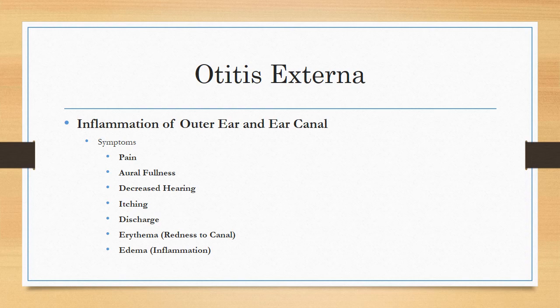Otitis externa is also referred to as swimmer's ear. It's a diffuse inflammation of the external ear canal, and it can extend distally to the pinna and proximally to the tympanic membrane. Most often, the symptoms involved with otitis externa are pain, hearing loss, itching, discharge, redness, both externally and inside the canal, as well as edema, inflammation.